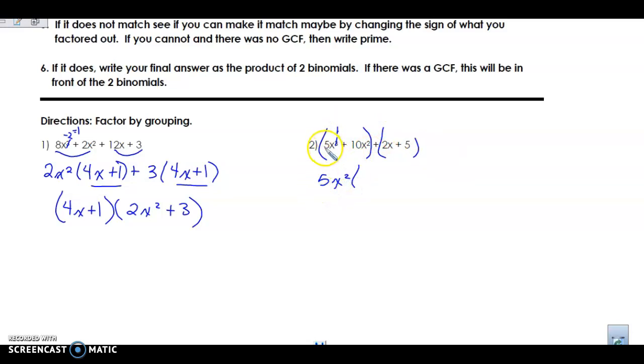5 times 1 is 5. X squared times what's left. 5 times 2 is 10, and x squared is already being used. And then I have 2x plus 5, and it doesn't look like I have a greatest common factor.